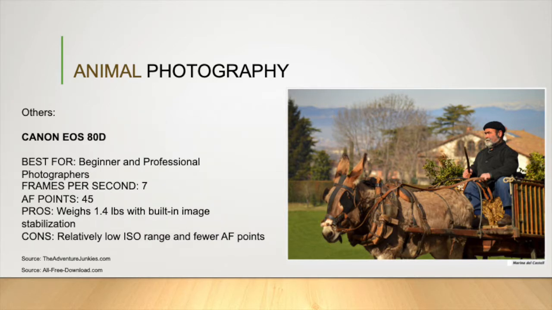The Canon EOS 80D is best for beginner and professional photographers. It has 7 frames per second, AF points are 45. It weighs 1.4 pounds with built-in image stabilization, which means it's very light, and it has a relatively low ISO range with few AF points.